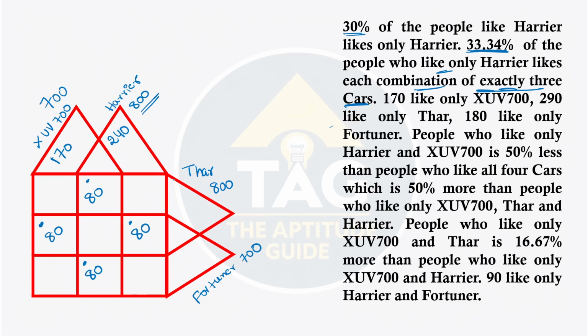290 like only Thar. And the next one, 180 like only Fortuner. People who like only Fortuner is 180.